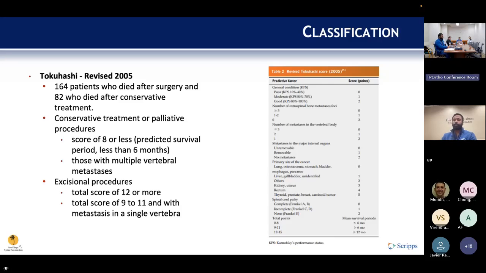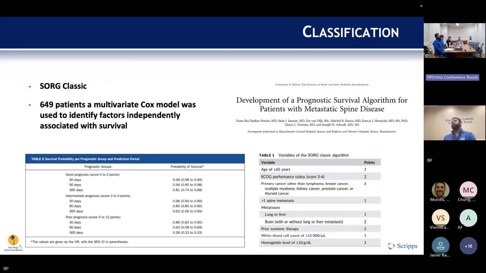The other system that is still widely used and agreed upon is the SWORD Classic. This was an algorithm, basically an approach scoring system that looked at about 650 patients with multivariate analysis to look at factors that would influence survival. You can see here on the right, similar kinds of parameters that were looked at: age, mets, whether visceral, systemic therapy, and they also had some lab values such as WBC or hemoglobin.